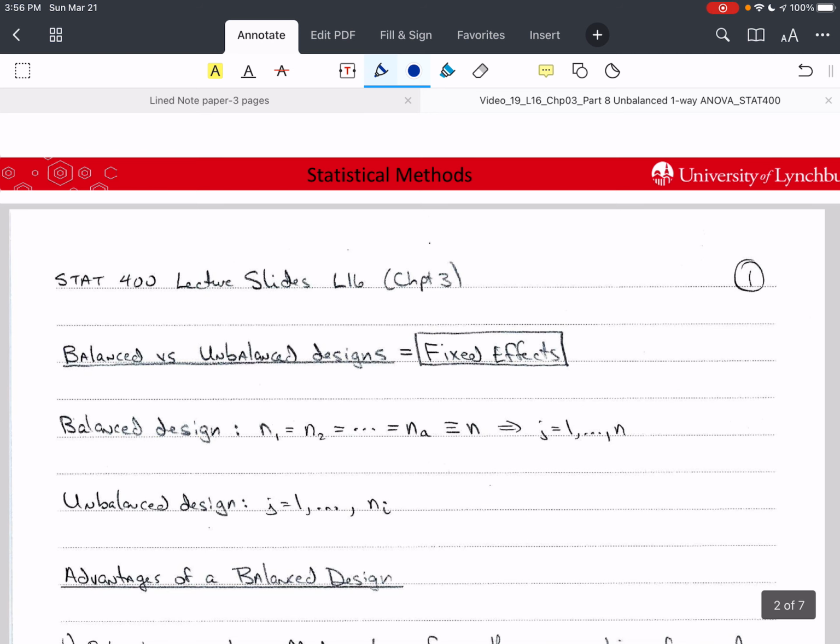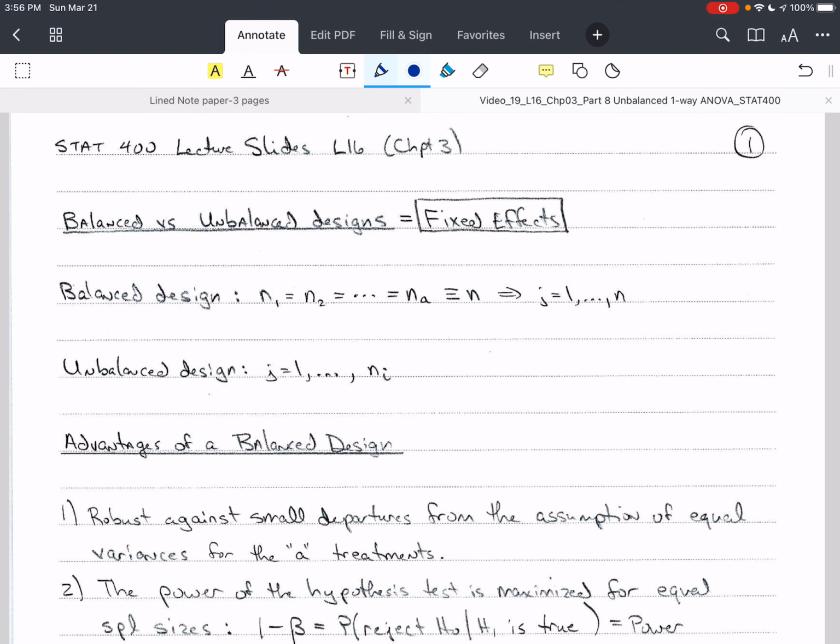results of this. So a balanced design, of course, means that every treatment level has the same number of observations, and so we can just call that little n. So j goes from 1 to n for every level of i. In the unbalanced design, we'll switch n out with n sub i.